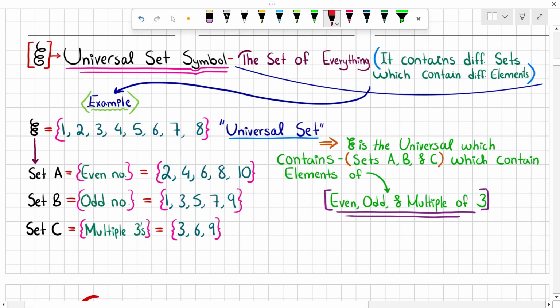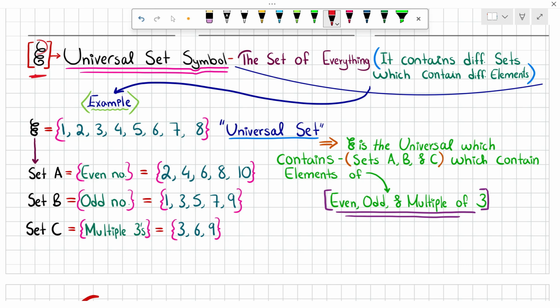Universal set. Universal set means the set of everything. A set that contains different sets, which contains different elements. So universal set is one set. This one set has many sets inside it. And these individual sets have different elements inside them. For example, by the way, this is the symbol for universal set. It's like an E with a line extended from the top. So for example, here, the universal set is 1, 2, 3, 4, 5, 6, 7, 8. This is our universal set.